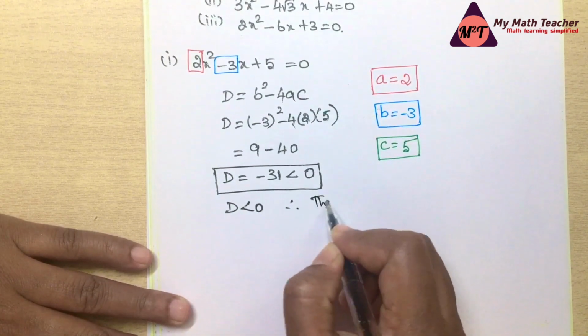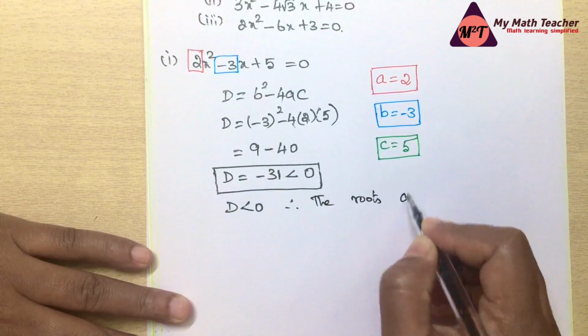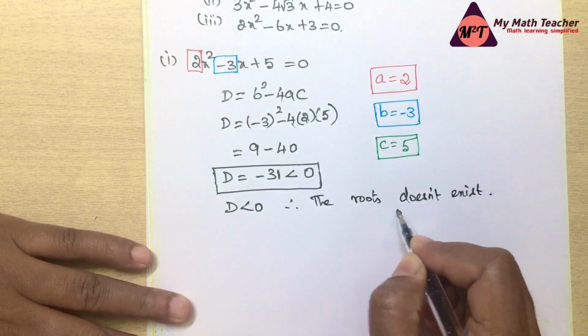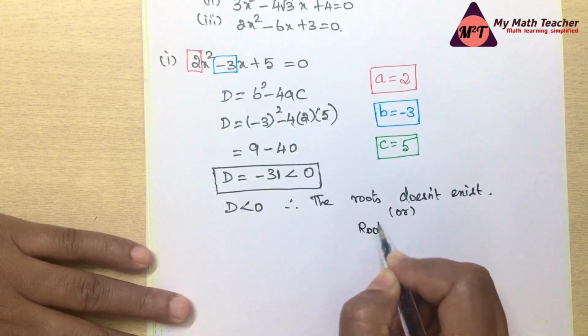The roots are imaginary. So you can write D is less than 0. Therefore, the roots doesn't exist. Or you can write roots are imaginary.